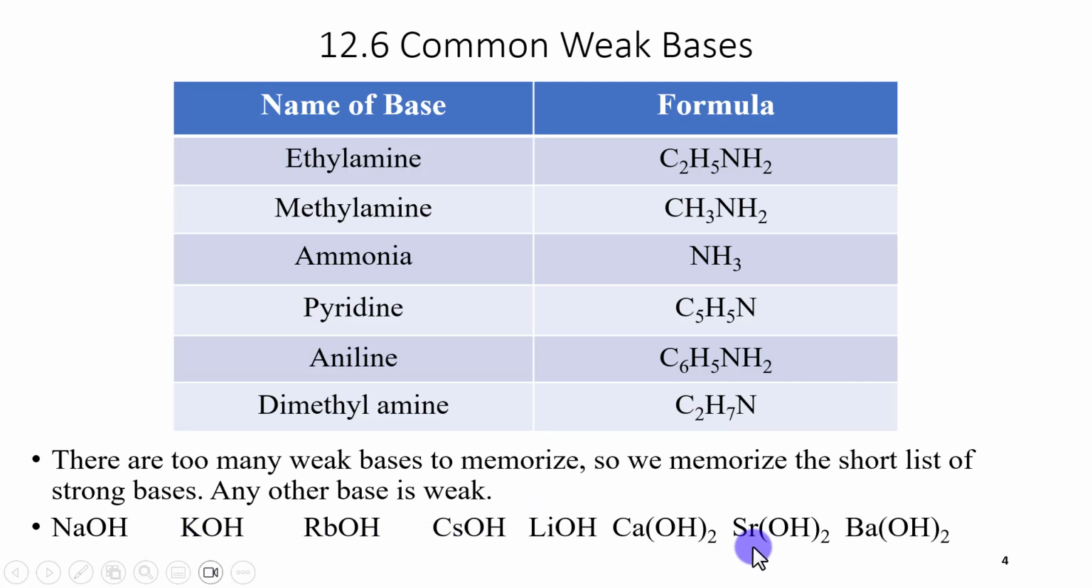So here's the strong bases. Once you have a clue what the strong bases are, anything else is going to be weak. NaOH, KOH, RbOH, CsOH, LiOH. Well, guess what? These are group 1 hydroxides. Those are very strong bases, very strong. And then here's some group 2: calcium hydroxide, strontium hydroxide, and barium hydroxide. So these are all group 2 elements, and these are group 1 elements, and they make for very strong bases. So anything else is going to be a weak base.